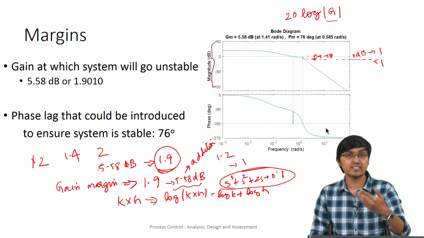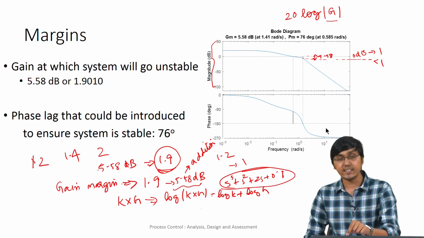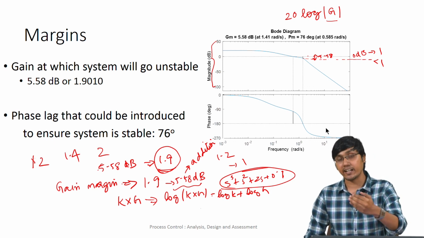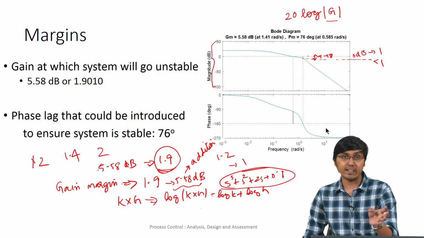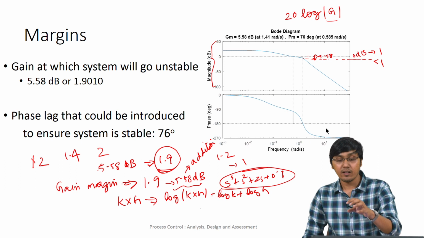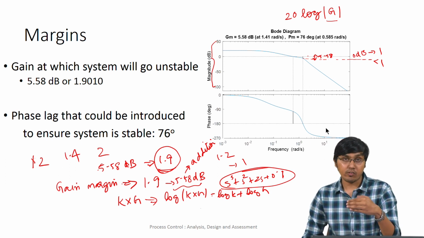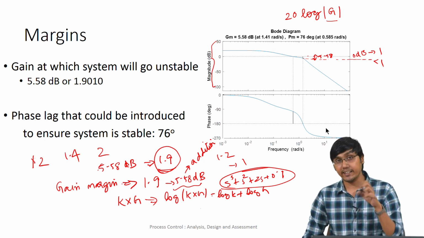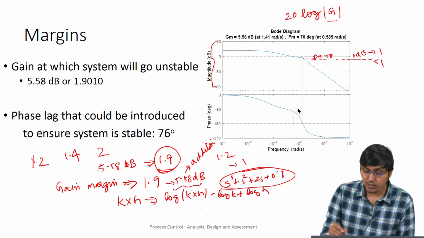Initially we fixed the phase plot and then we asked the question for gain. For a given phase plot, what is the gain I can multiply so that the system will still be stable? The multiplicative gain the system can tolerate while remaining stable is called the gain margin. And now I fix the gain plot, and then I ask the question: what is the phase lag I can introduce so that the system will still be stable? So that is what we are going to ask now.